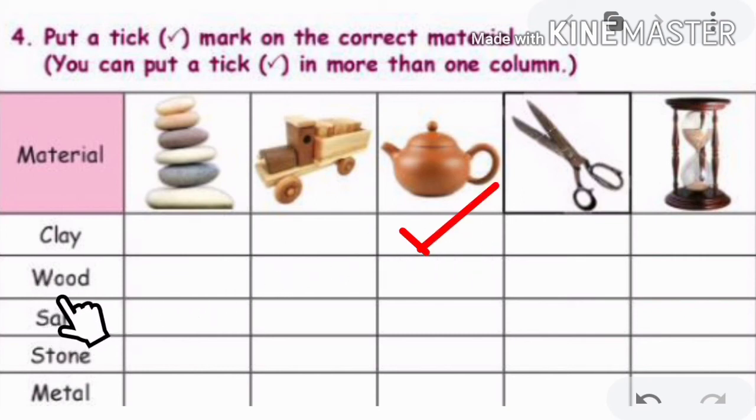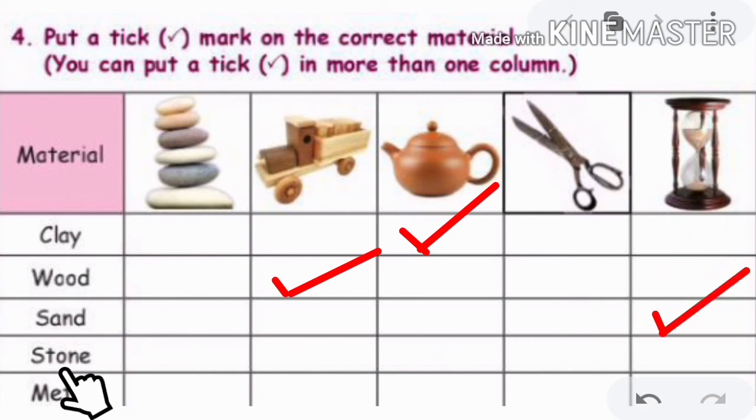Second material is wood. Now, where is the wooden thing? Here it is. This is a wooden toy. So, put a tick mark here. Now, the third one, sand. From these, which is made up of sand? This one, sand clock. So, put a tick mark here. And the next material is stone. Where is stone? Here it is. So, we have to put a tick here. And the last one, metal. This is a metal scissor. So, put a tick mark here. Okay. In the last column.